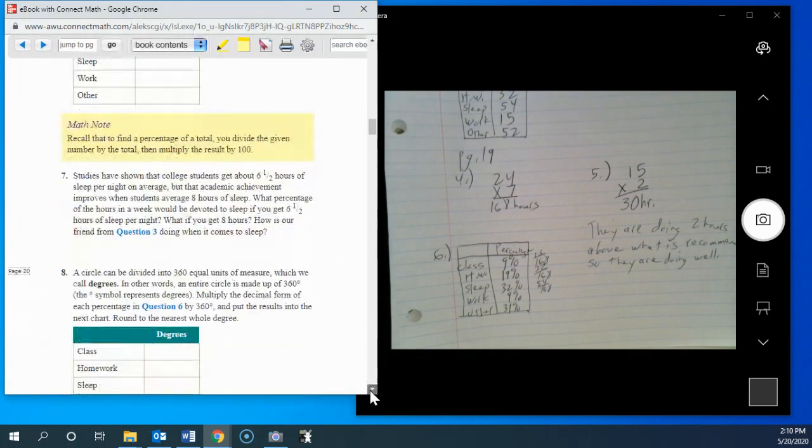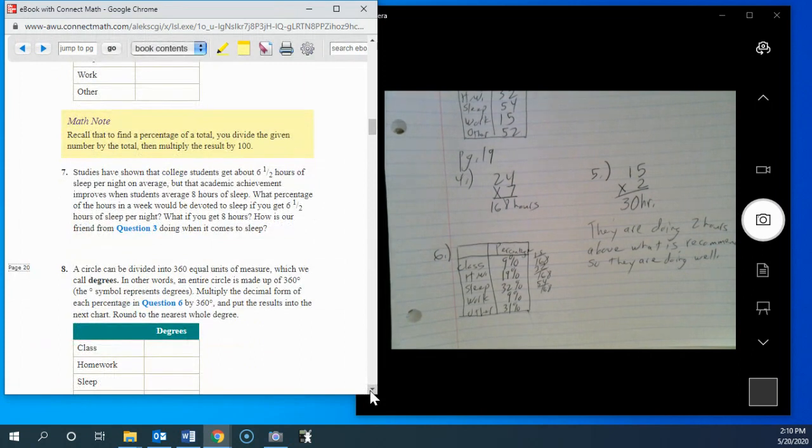Now we come here to problem 7. It says studies have shown that college students get about 6.5 hours of sleep per night on average, but that academic achievement improves when students average 8 hours of sleep. What percentage of the hours in a week would be devoted to sleep if you get 6.5 hours of sleep per night? What if you get 8 hours? How is your friend from question 3 doing when it comes to sleep?